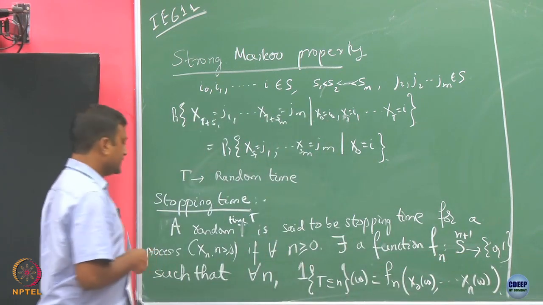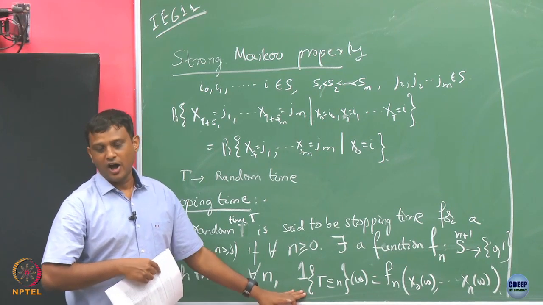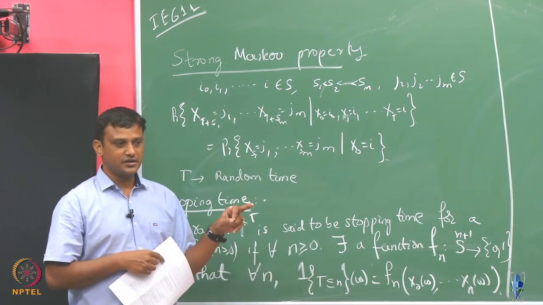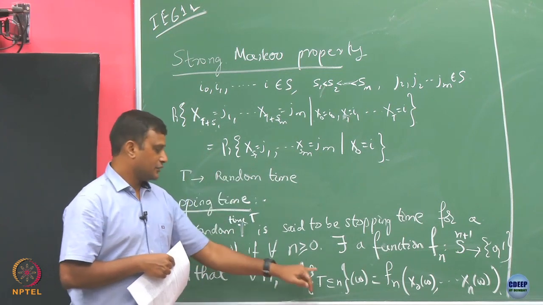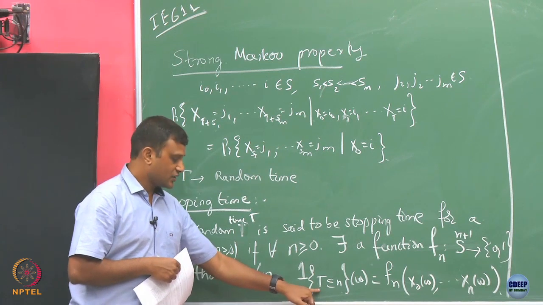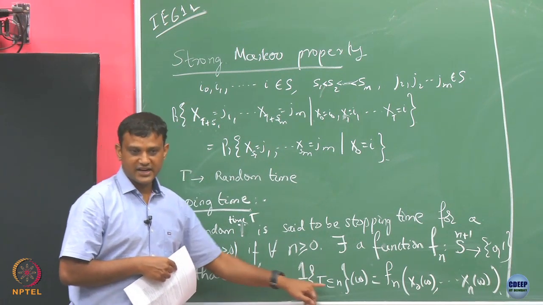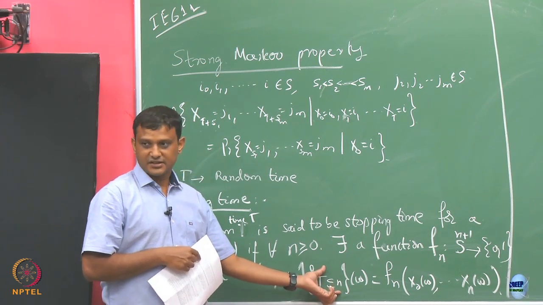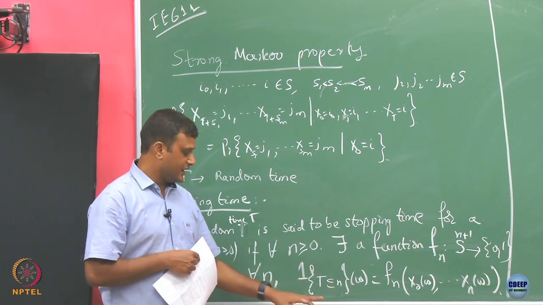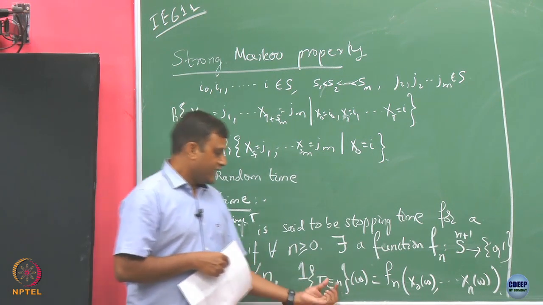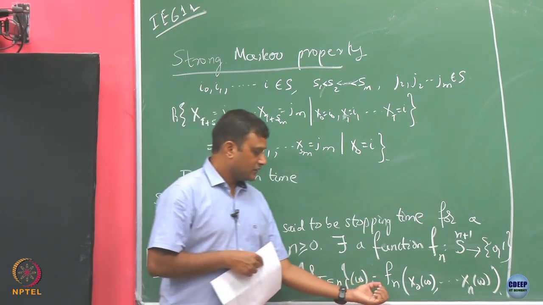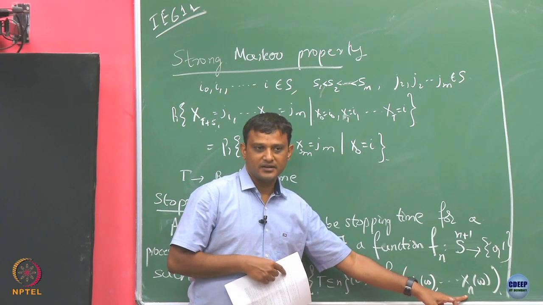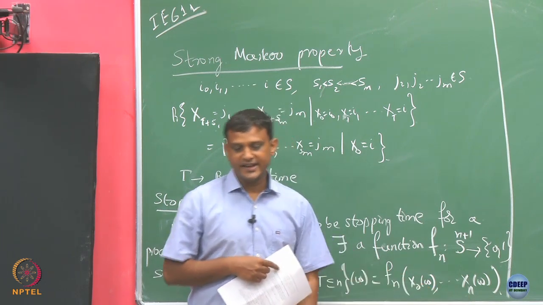Such that if you ask this question on your random time t, the question is whether t is less than or equal to n. If you ask this question, you need to say yes or no. To say yes or no, I have made it an indicator. So if this condition holds, this indicator is 1. If this condition does not hold, then this is 0. So the left hand side is just a yes or no kind of answer, depending on whether this condition holds or not. If I can answer this question using this function f_n, based on the n observations I have made till the point n. So what is this saying?